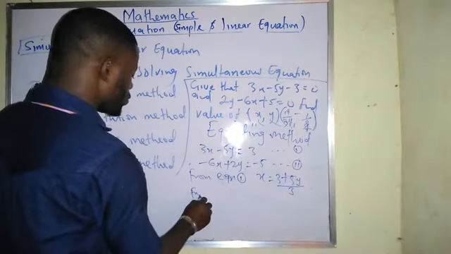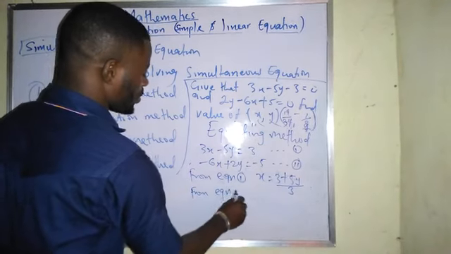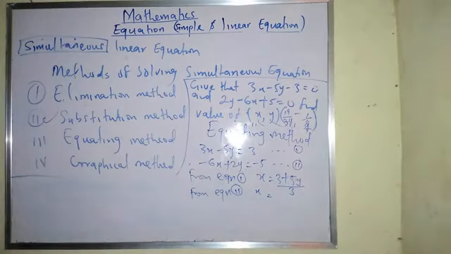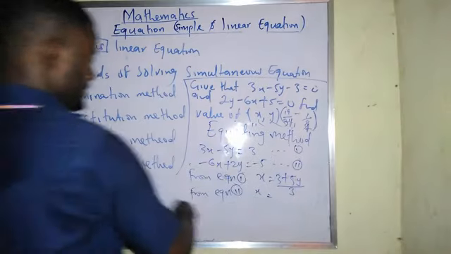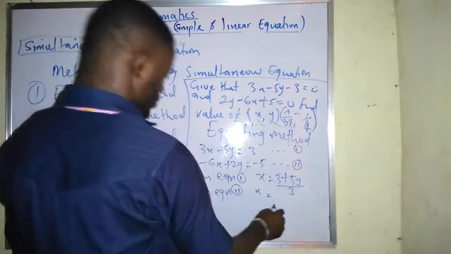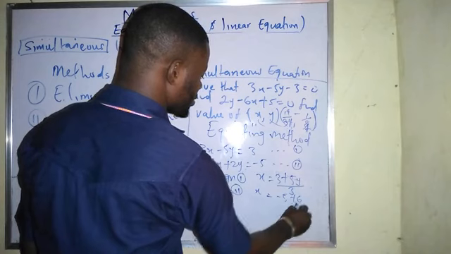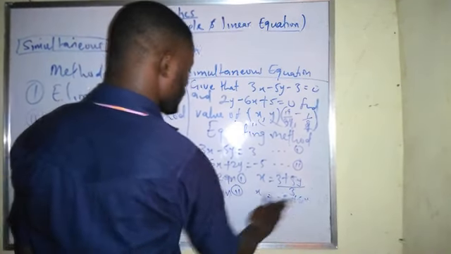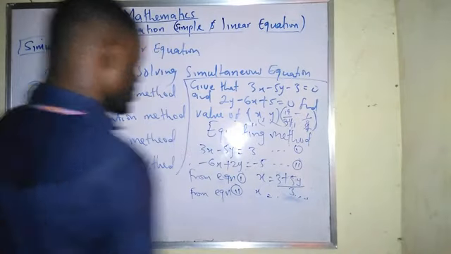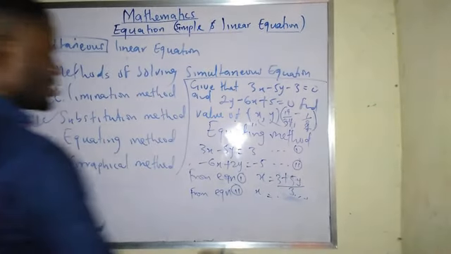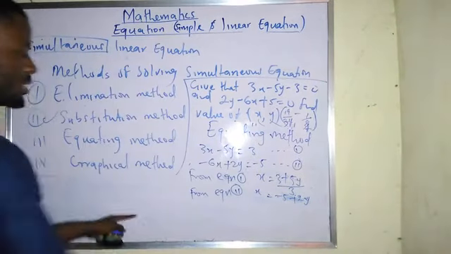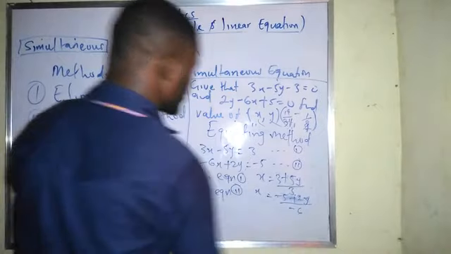Now, from equation 2, x can be equal to minus 5 plus 2y, yes, divided by minus 6. I'm talking about x, from equation 2.